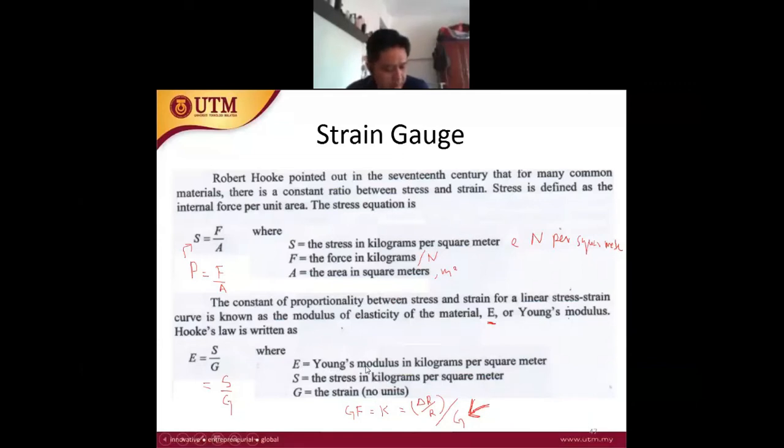The Young modulus is sometimes written as EM. So the unit is in kilogram per square meter or in Newton per square meter. Newton per square meter, or negative to the power of 2. And the stress in kilogram per square meter or in Newton per square meter.